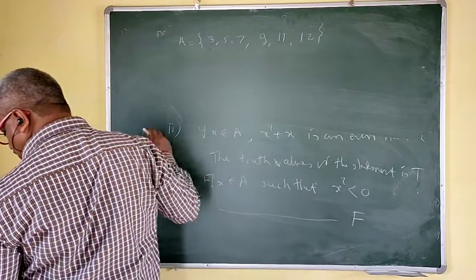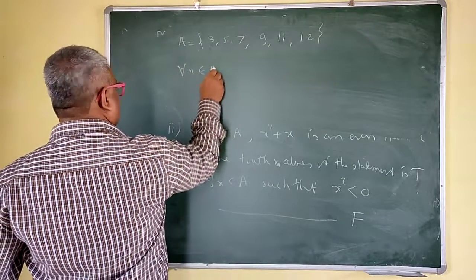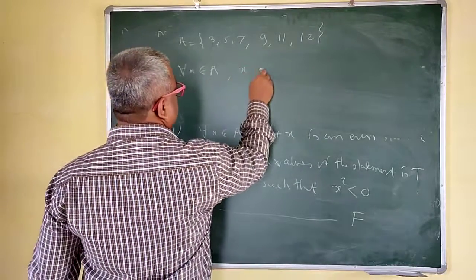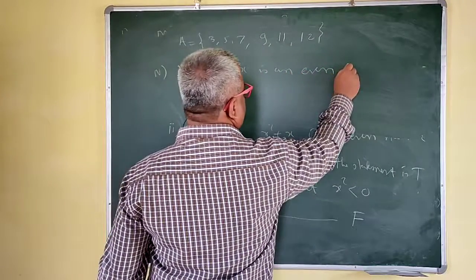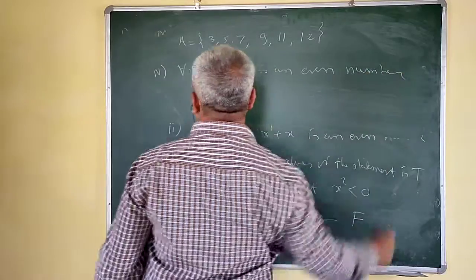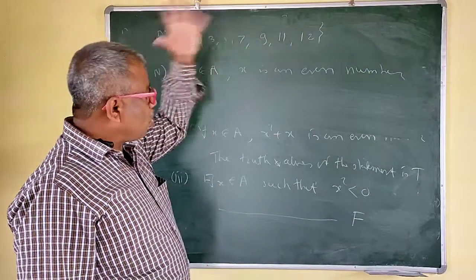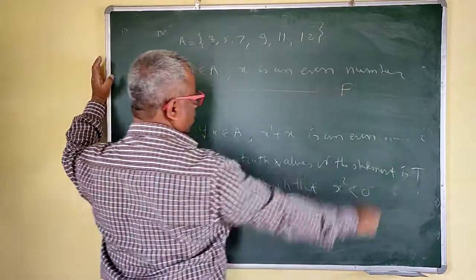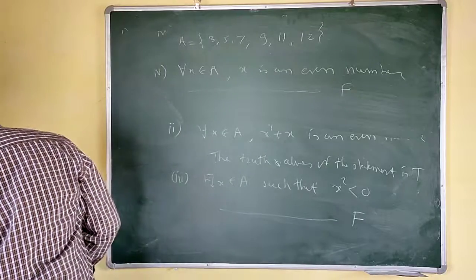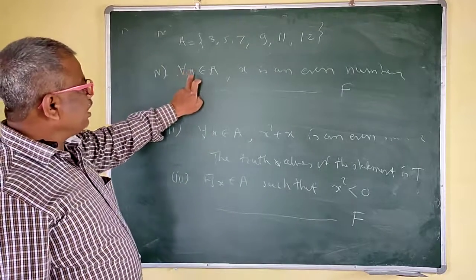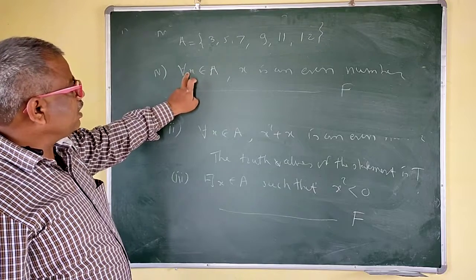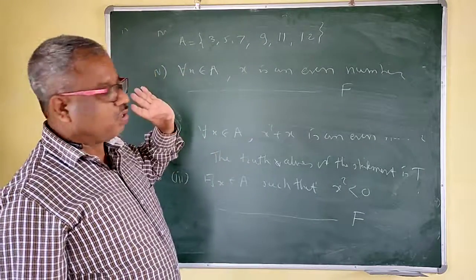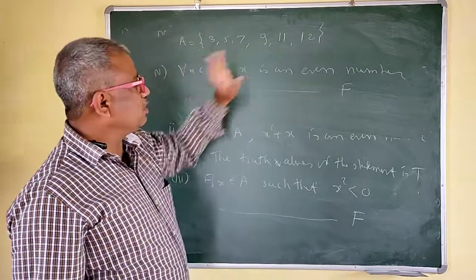Now take the next one. For all x belongs to A, x is an even number. Now see that. There are 5 odd numbers. Only one is even, right? So this is false. The truth value of this one is false. Now, if it were there exists x belongs to A such that x is an even number, then the statement would be true, right? But here it is for all x, and for x it is not even.